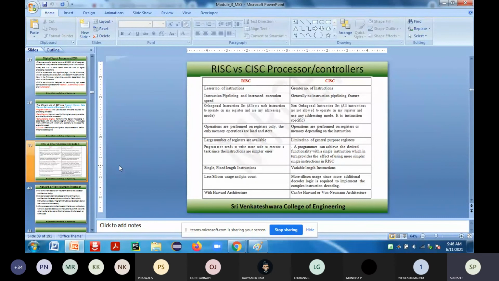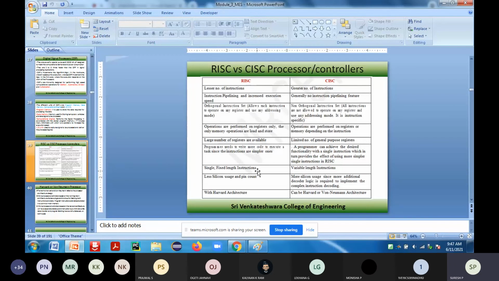Okay. If you take the RISC architecture, since it is a load-store architecture, whatever operations you perform have to be done inside the registers only. In your CISC architecture, operations can be performed on registers or memory depending on the instruction. A large number of registers are available in RISC, and a limited number of general purpose registers in CISC. Programmers need to write more code to execute a task in RISC since the instructions are simple, whereas in CISC the programmer can achieve the desired functionality with a single instruction.